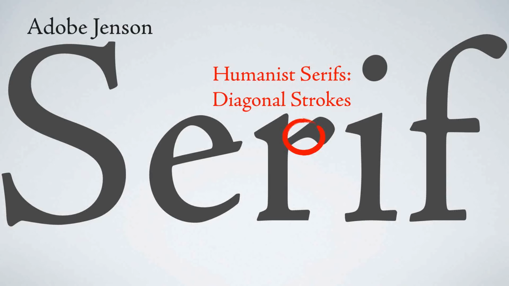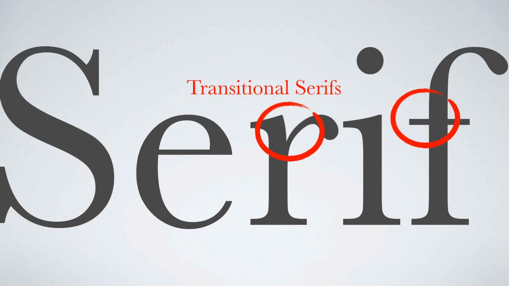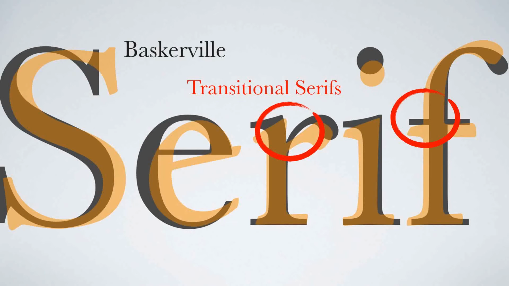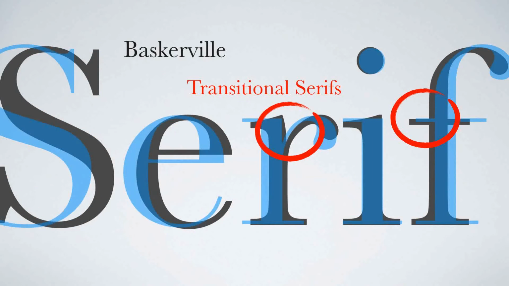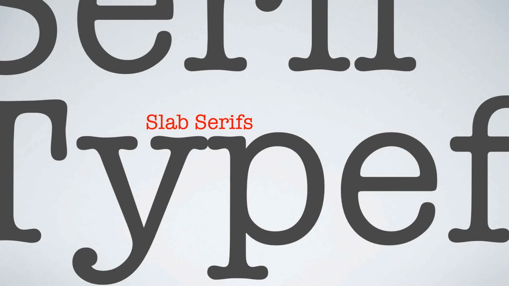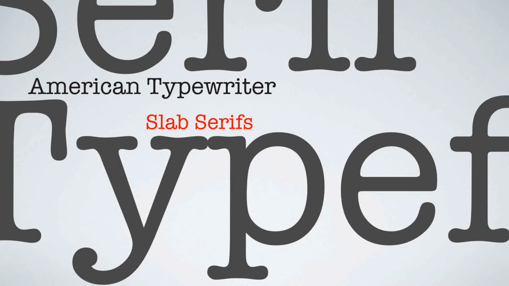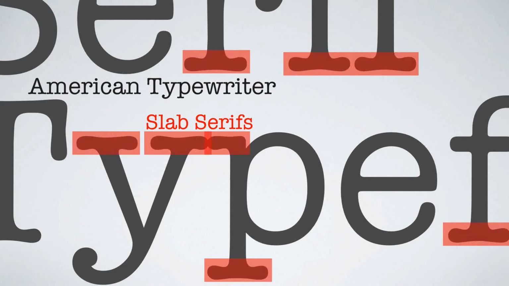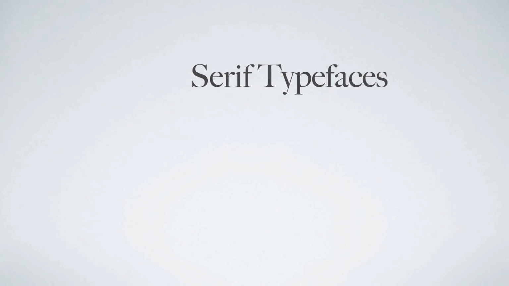Then we have transitional serifs. These are the most common, such as Times New Roman and Baskerville. The difference in thickness between thin and thick is more than humanist serifs, but less than modern serifs. So, modern serifs, such as Didot, have a stronger contrast between thick and thin. And if you take those serifs and make them fat, like a slab, you get a slab serif typeface. They have much less contrast between thin and thick, and they have slab-shaped serifs. So, those are the major serif typefaces.